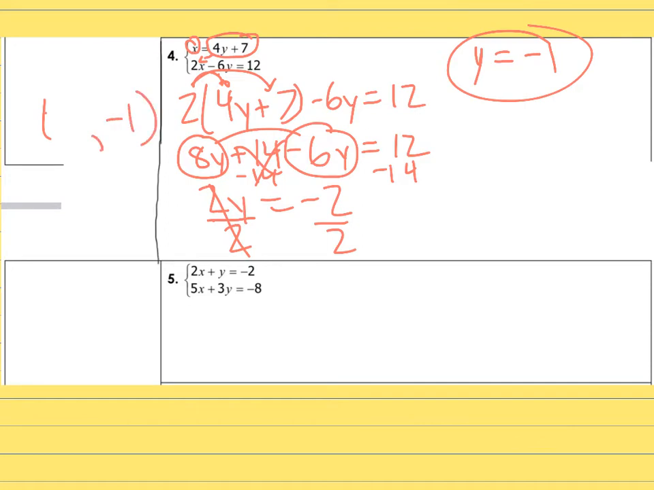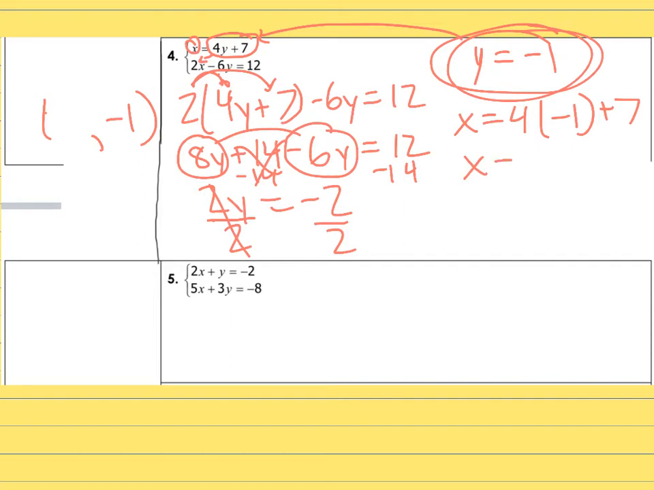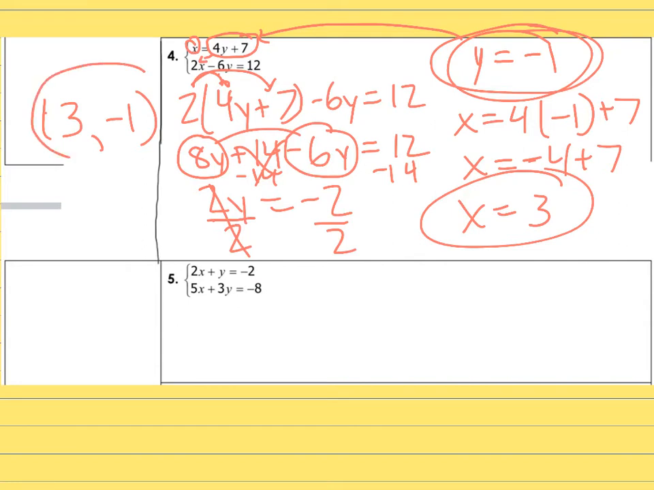We still need to find out the x, but the nice thing is step 3. We take our answer, and we sub it back into here for y. So where I see y, I'm going to put parentheses. So x is equal to 4 times that parentheses, negative 1 plus 7. 4 times negative 1 is just negative 4. And when you add 7, x equals positive 3. How about that? There's our solution.